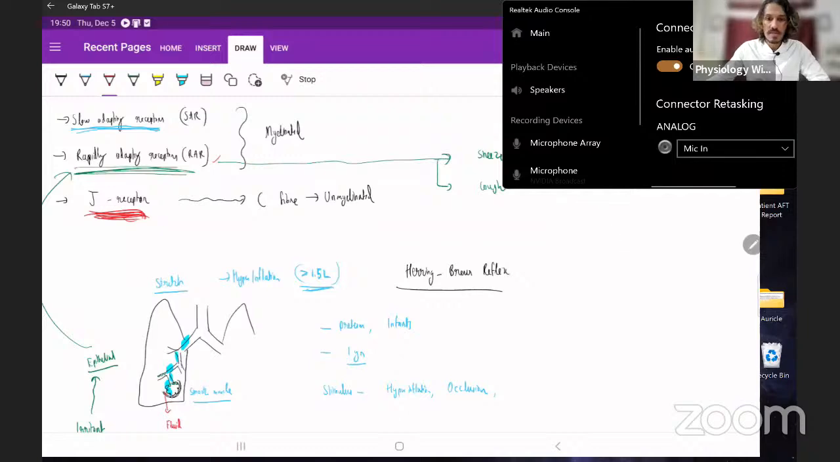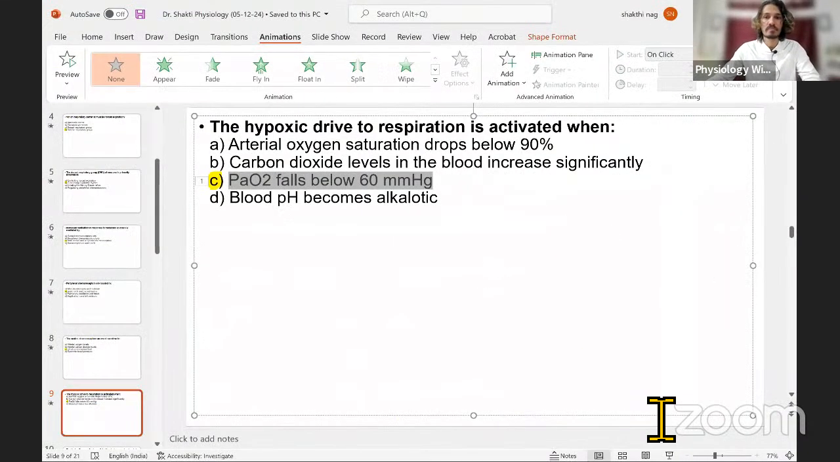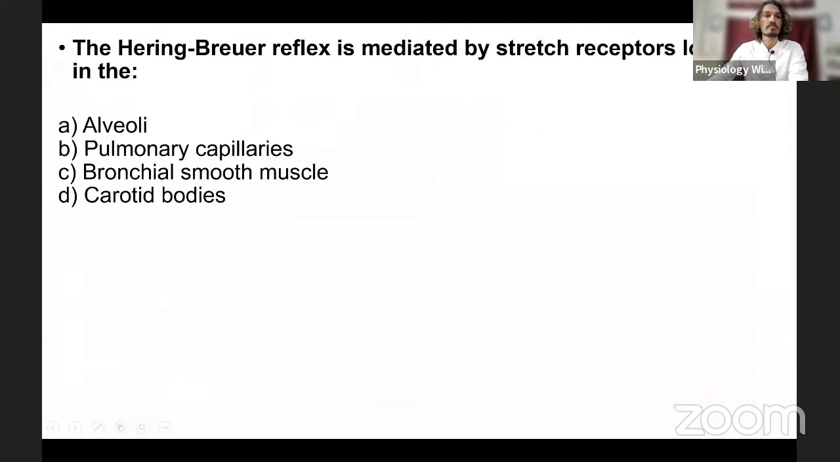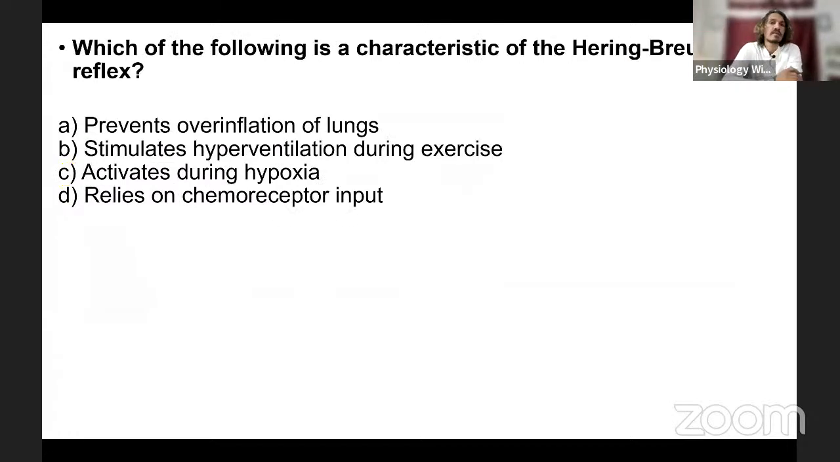Now, take a look at this question. Hering-Breuer reflex is mediated by stretch receptors located in... So this is what I was mentioning. You have to specifically understand not only bronchus or the bronchioles, it could be even the alveolar duct and terminal or respiratory bronchiole, all of these areas, smooth muscles have these stretch receptors. Which of the following is characteristic of the Hering-Breuer reflex? So what does it do? It basically prevents overinflation of the lungs.